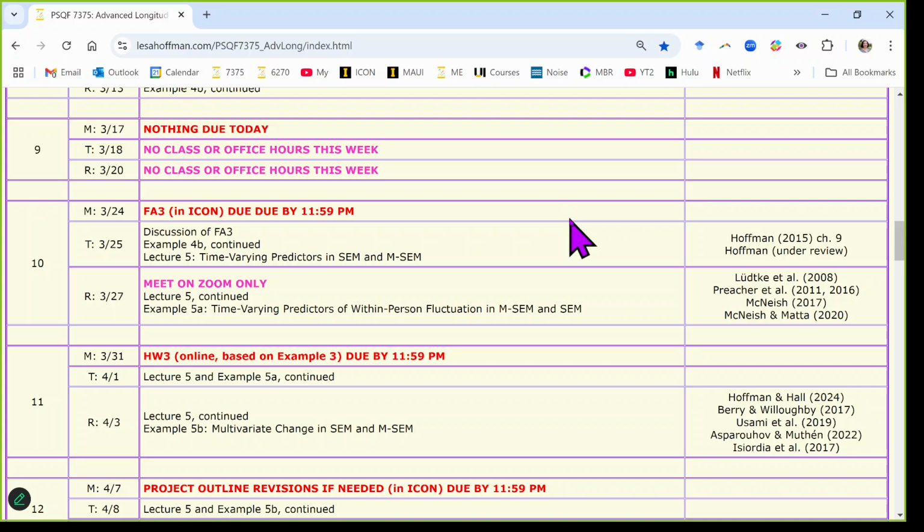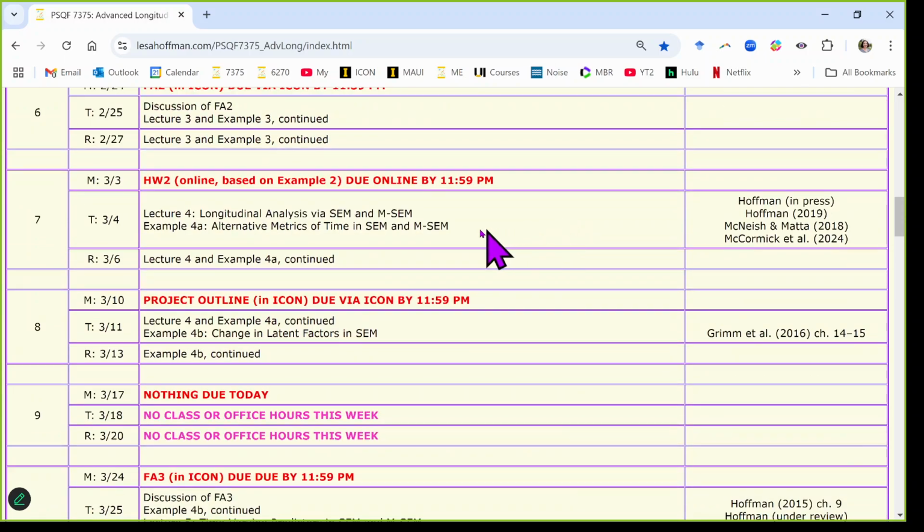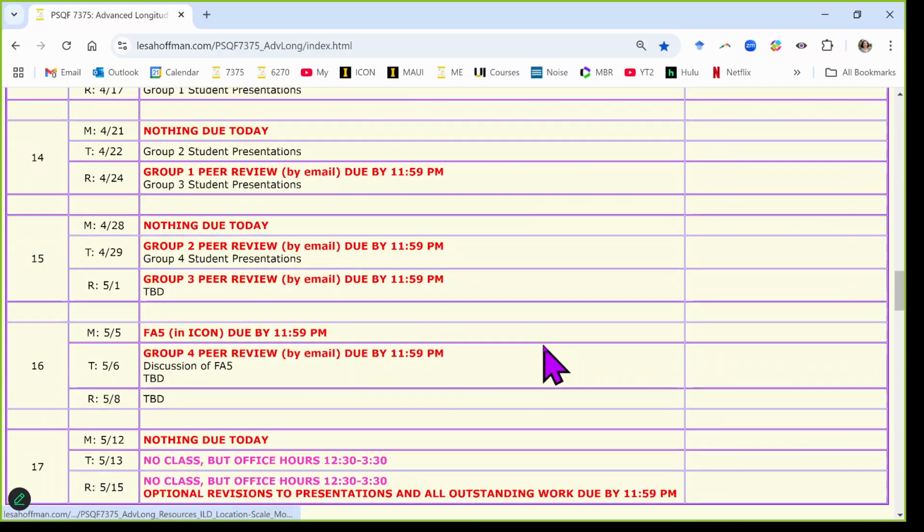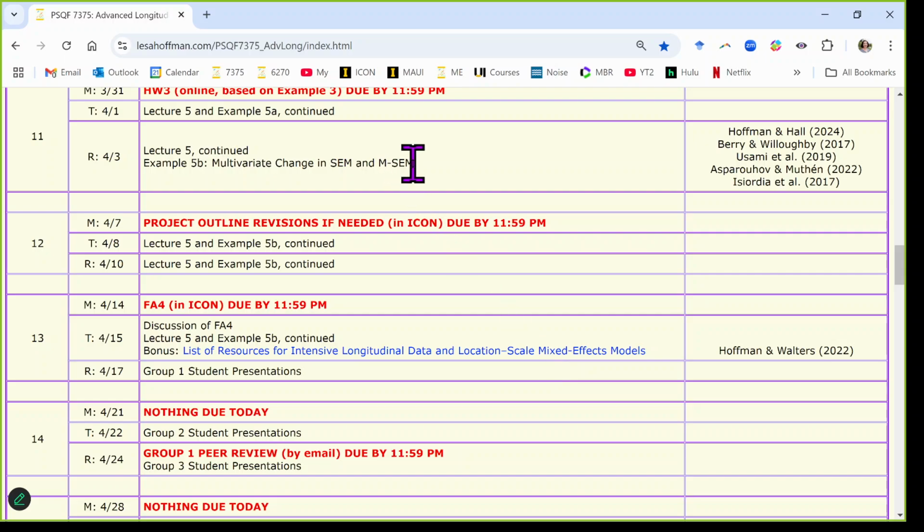To me, it depends. I think the alternative metrics of time are probably that one, and unit 5, the second example, multivariate change. I think those two tend to be the hardest. But they're hard for different reasons. The accelerated designs I think are easy in execution, difficult in interpretation. But the multivariate change stuff I think is difficult in interpretation, but somewhat easy in execution.